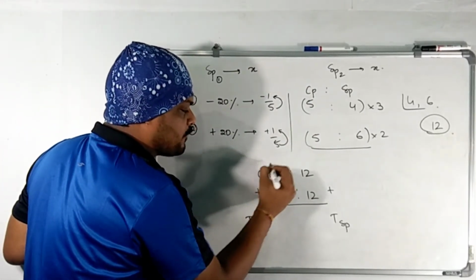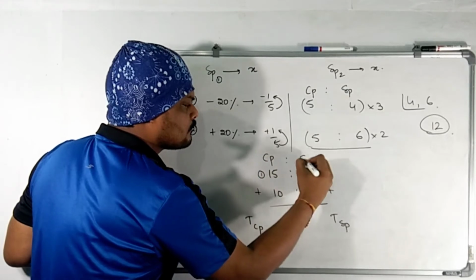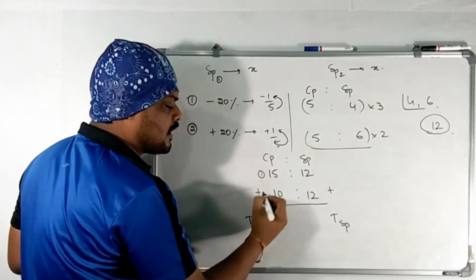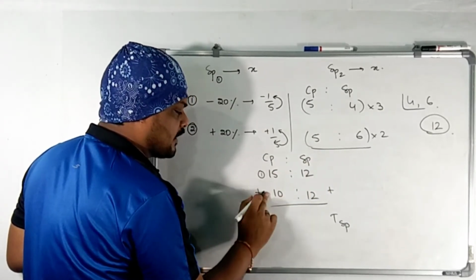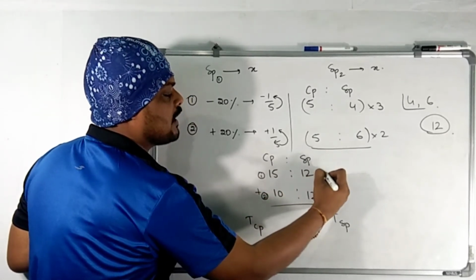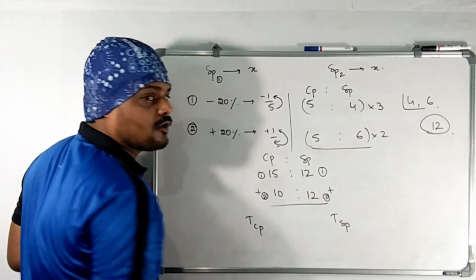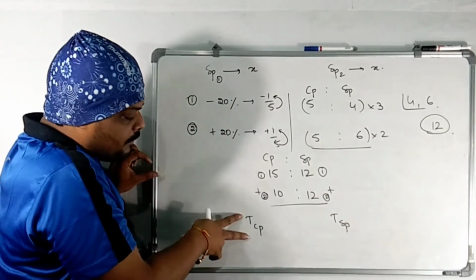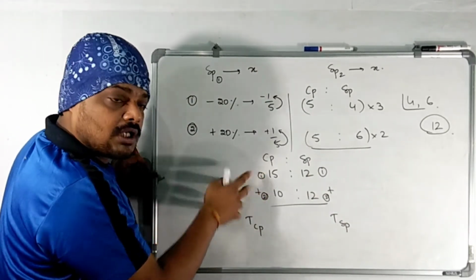This is the cost price of first article, and this is the cost price of second article, right? This is first article and this is second article. This is the selling price of first article and this is the selling price of second article. So what will be the total cost price of both the articles?